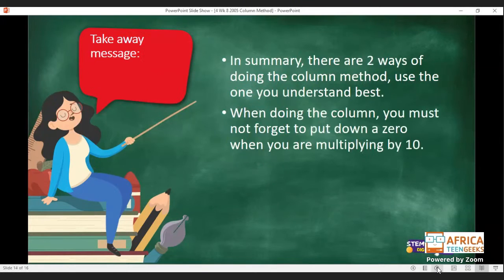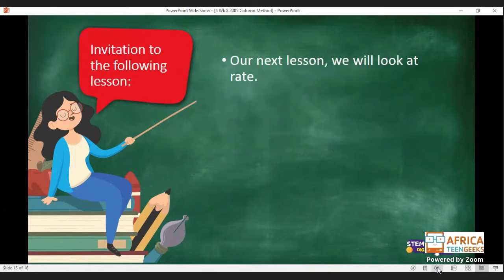And then in summary, there are 2 ways of doing the column method. You use the one that you understand the best. And when doing the column method, you must not forget to put down a 0 when you are multiplying by 10, because that makes a huge difference to your answer. Your answer will be wrong if you don't put down a 0, if you use the shortcut method of the column method.